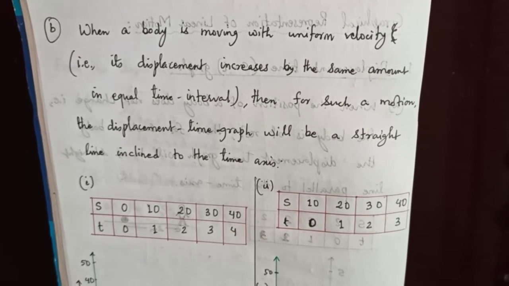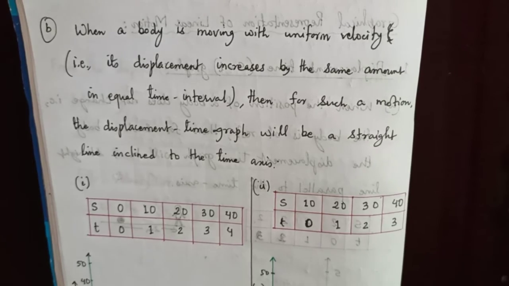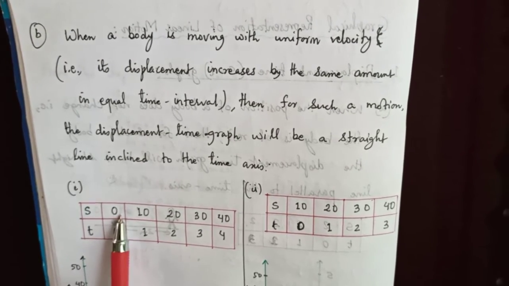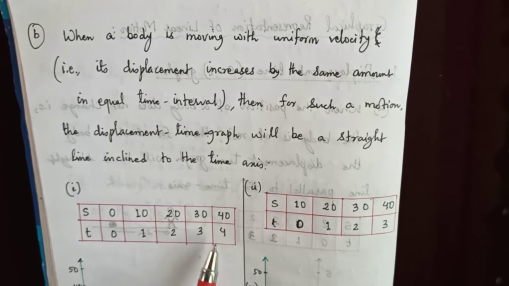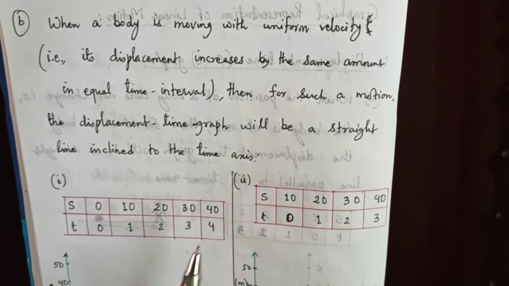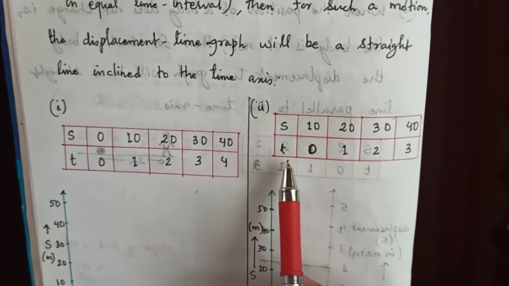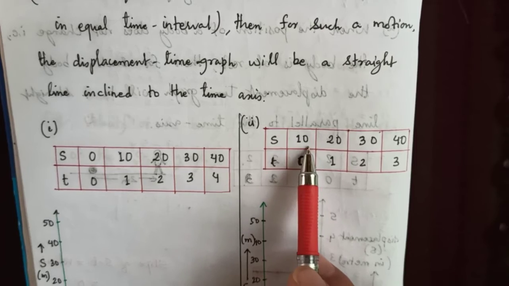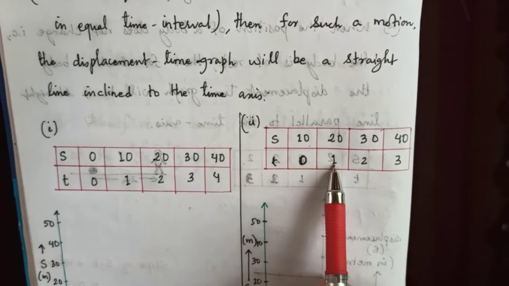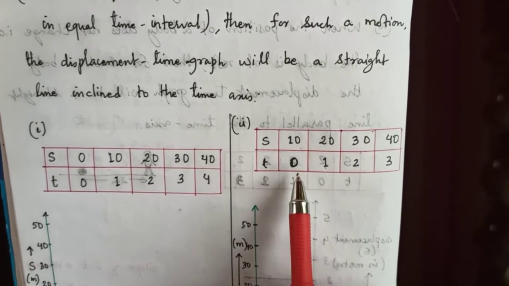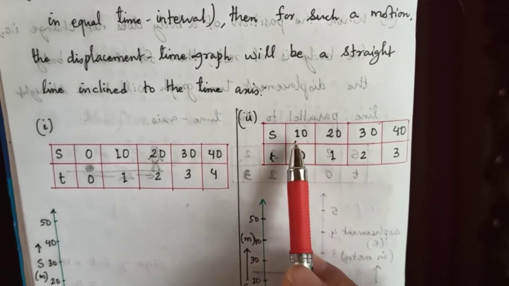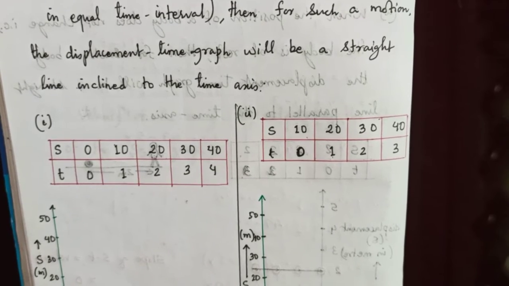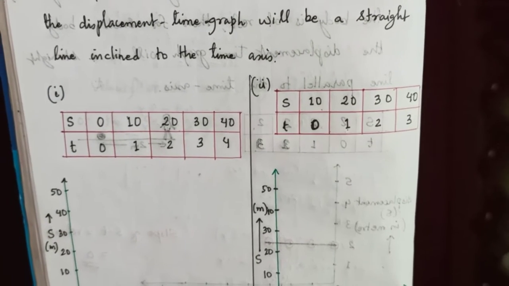So here we have taken two situations. In the first case, when the time is 0, displacement is also 0. As the time increases, displacement also increases by the same amount, by equal amount. In the second case, when the time is 0, displacement is not 0. It is 10 meter away from the observer. And as the time increases, displacement also increases by equal amount. Now let us try to draw the displacement time graph for this kind of motion.